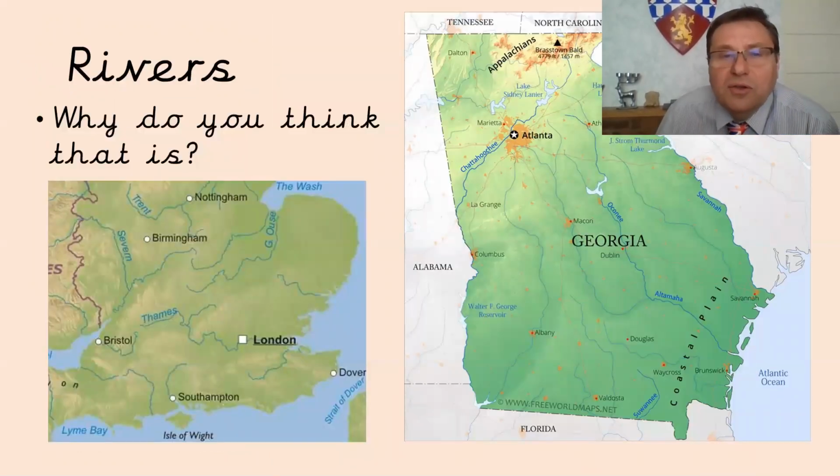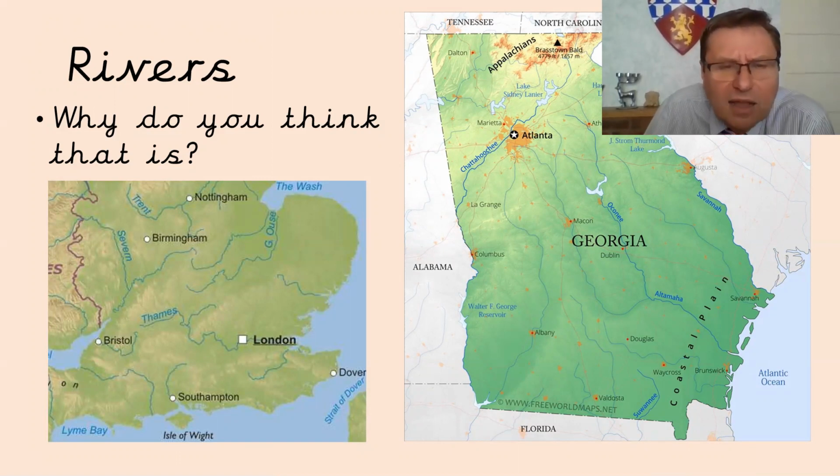So here we go. Here's two maps. And it's interesting to note that both Atlanta and London are located on rivers. Why do you think that is? Why would a town or city thrive next to a river? What's the point of having a river? What does that tell us about the two centres?